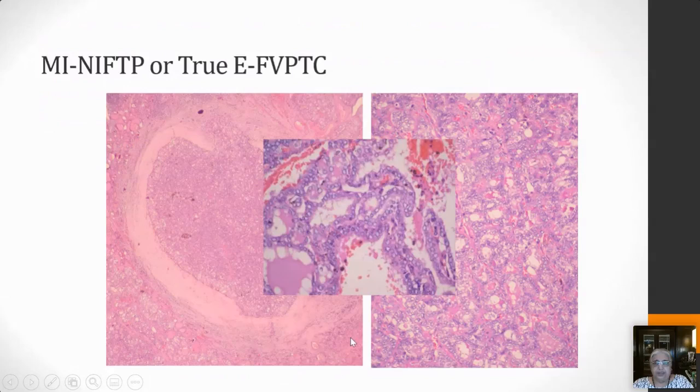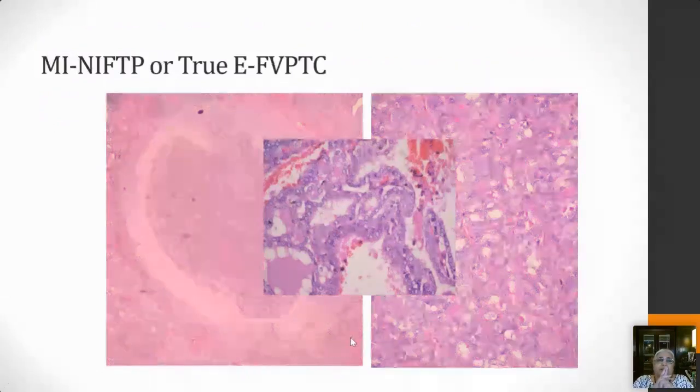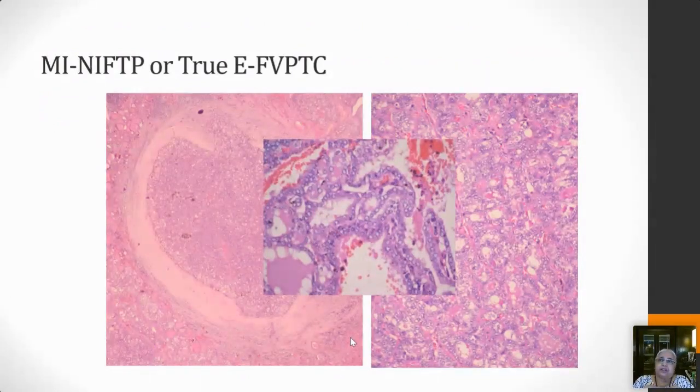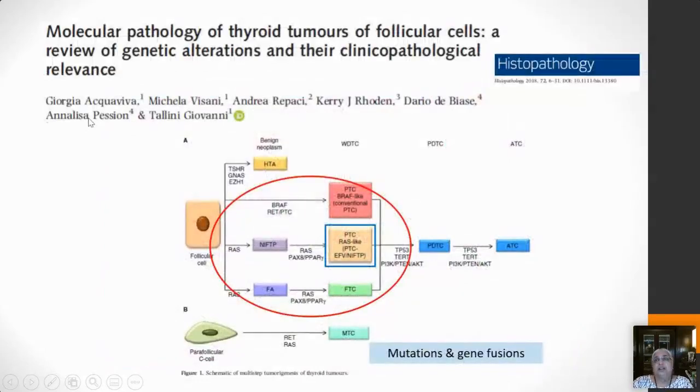Are we going to call that follicular variant of papillary thyroid carcinoma? Or are we going to call it true follicular variant of papillary thyroid carcinoma because it is invasive, or the minimally invasive NIFTP, whatever that means? All right, so just to tell you that in the last few minutes, we have been talking about the molecular pathology of all of these lesions.